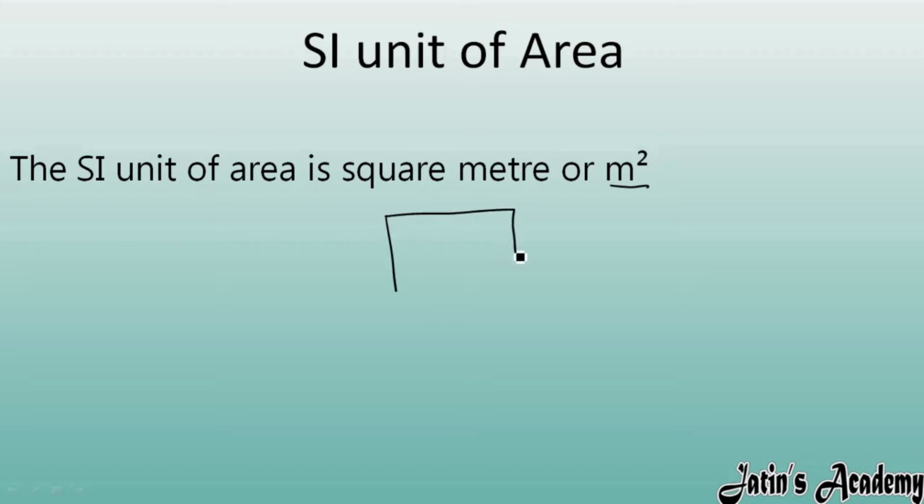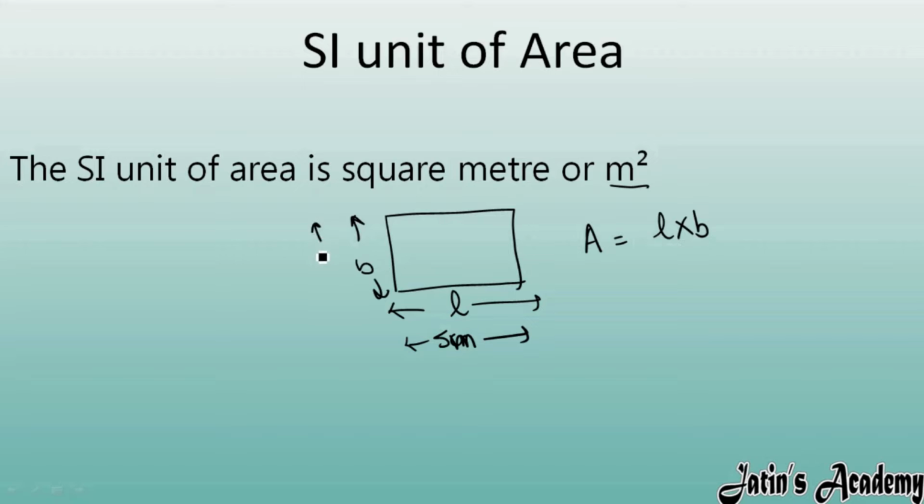How is it measured? For example, here I have this area. Here there is some length, and here some breadth. Length is in meters, breadth is in meters. For example, this is a rectangle. Area of a rectangle is length multiplied by breadth. For example, this is 5 meter and this is 4 meter. So area equals length multiplied by breadth, 5 meter multiplied by 4 meter. Five fours are 20, and meter into meter is meter square. So the SI unit of area is always meter square.